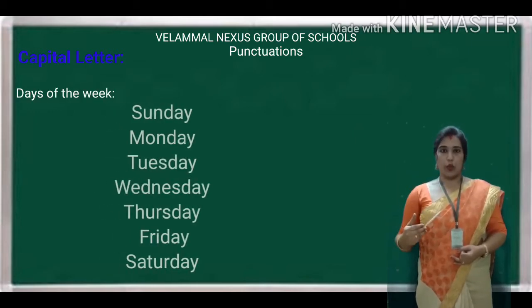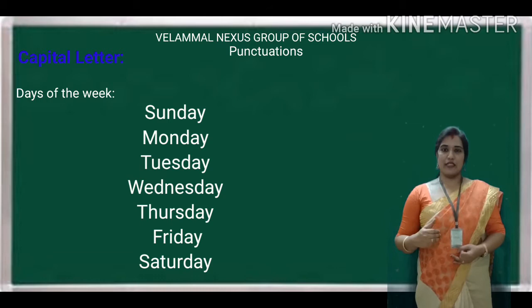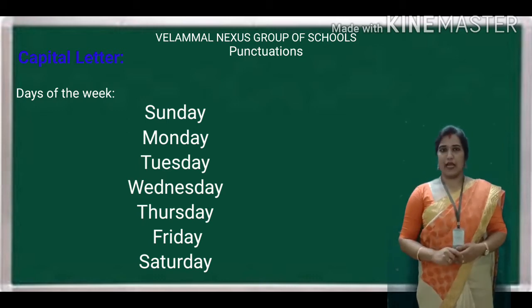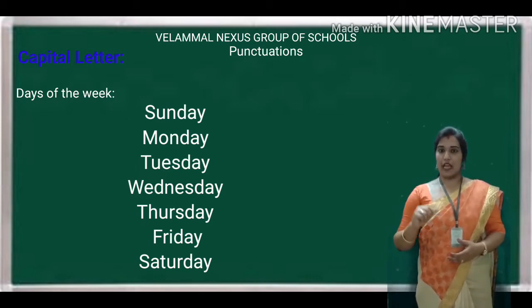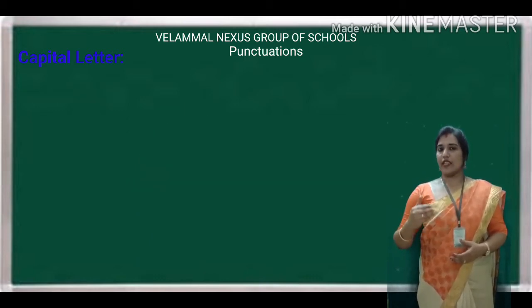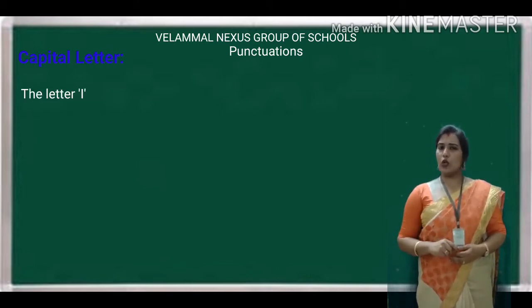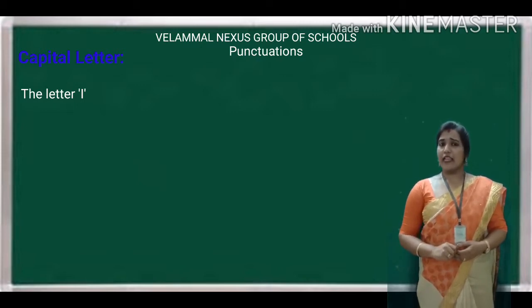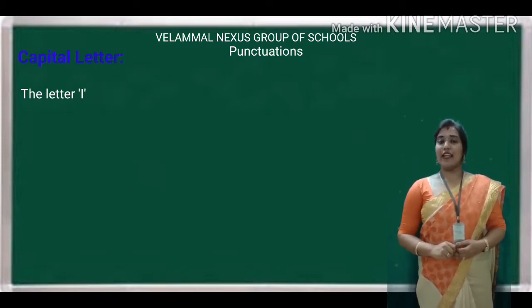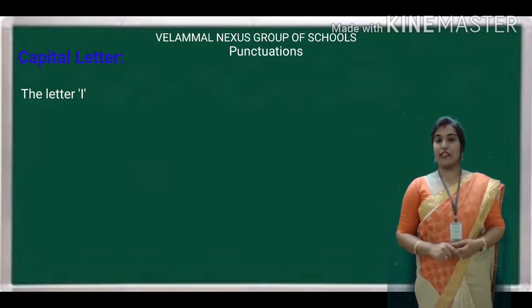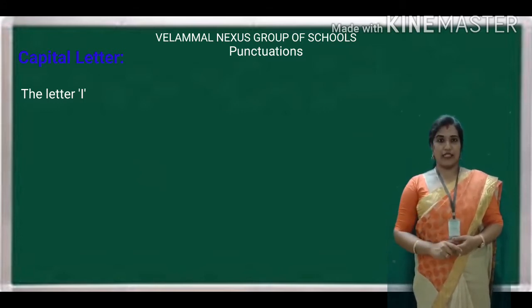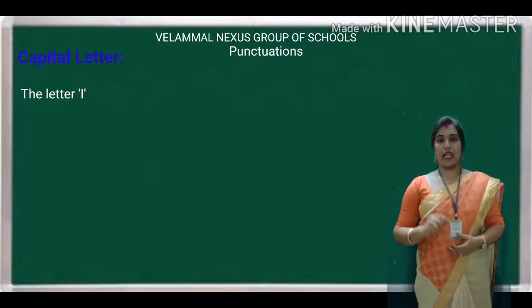Then the days of the week, from Sunday to Saturday. Okay children, so M should be in capital letter. Tuesday, T should be in capital letter. First letter should be in caps. All the first letters to be capitalized. Okay children, now the next one, I, the letter I. The letter I is always capitalized. Since I is what, children? I is a noun or a pronoun? I is a pronoun, children. So I should be capitalized. Okay, so the pronoun I is always capitalized.